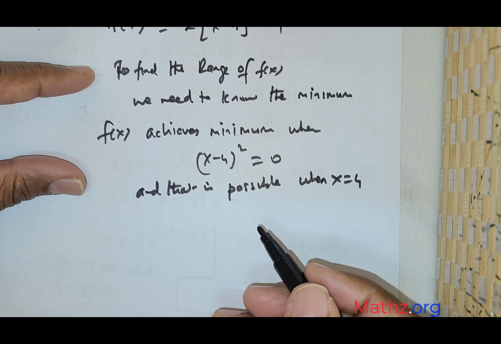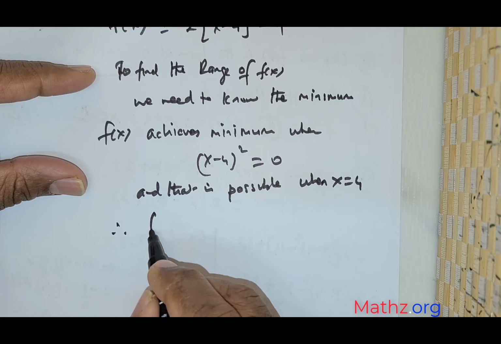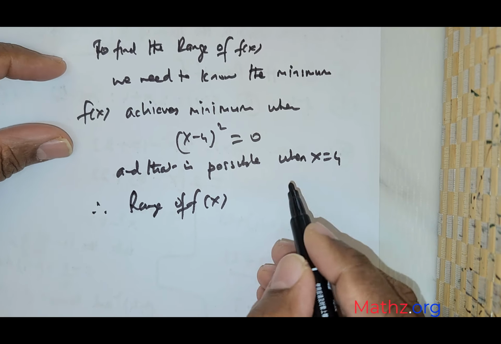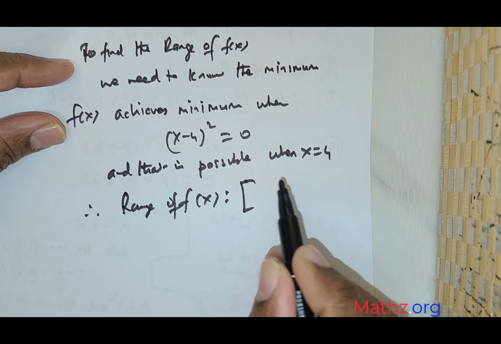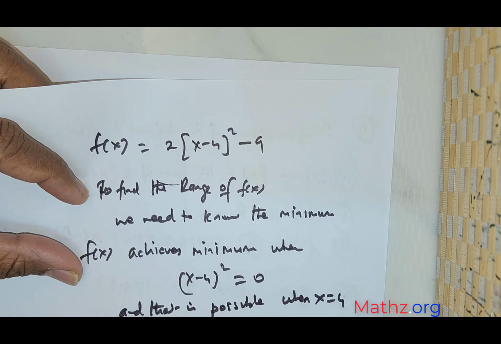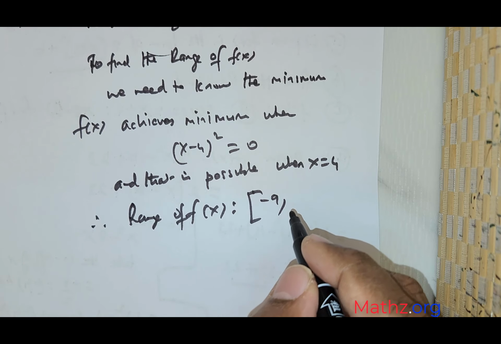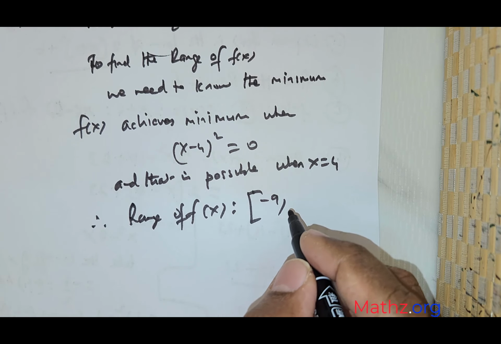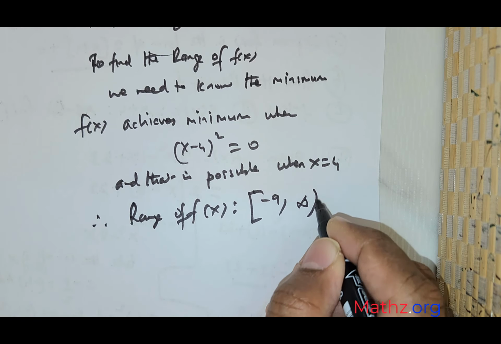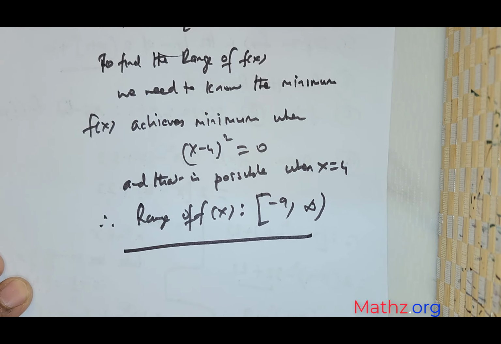Now they want us to find only the range, so the minimum value for f of x, therefore the range of f of x will start from negative 9, and this becomes equal to 0. We have a value negative 9, and in fact it will stretch all the way to infinity. Of course, you need to place the open parenthesis. So that would be the range of the function.